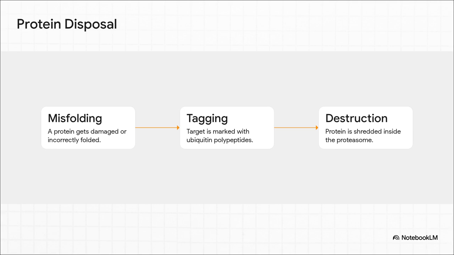Second, the cell identifies the target and chemically marks it by attaching tiny polypeptides called ubiquitin. That ubiquitin is essentially a giant bullseye painted right on the protein's back. Finally, step 3: the marked protein is dragged over and mercilessly shredded inside that proteasome cylinder.